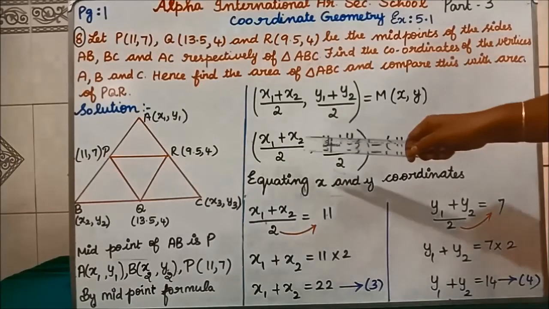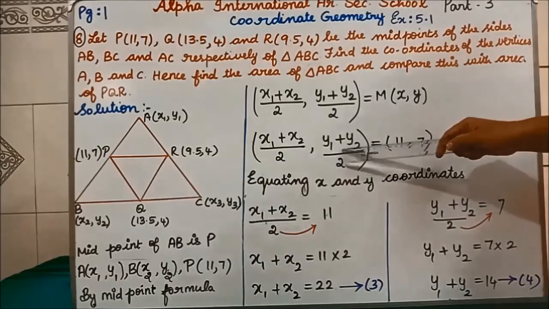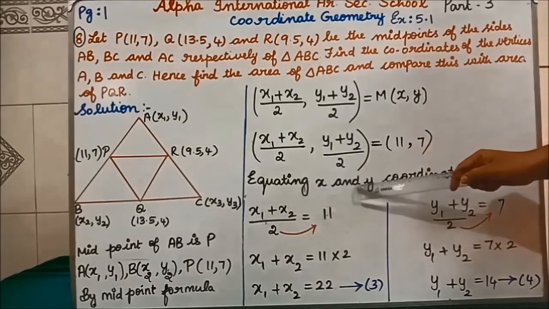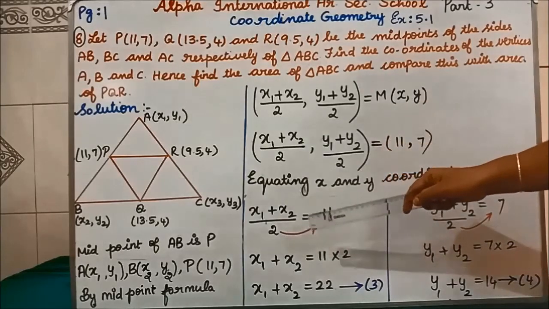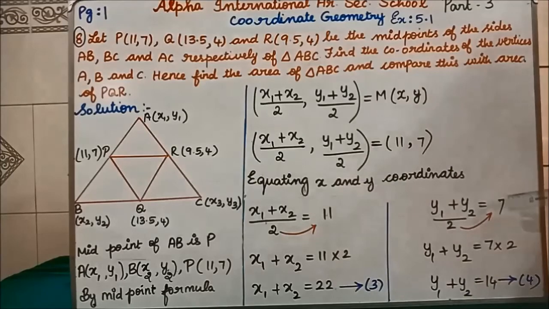The next step is to equate the x and y coordinates. So this is our x coordinate, and similarly on this side this is our x coordinate. This is our y coordinate, and similarly this is our y coordinate. That is why I have written equating x and y coordinates. See, (x1 plus x2) by 2 equals this 11, and (y1 plus y2) divided by 2 equals 7.